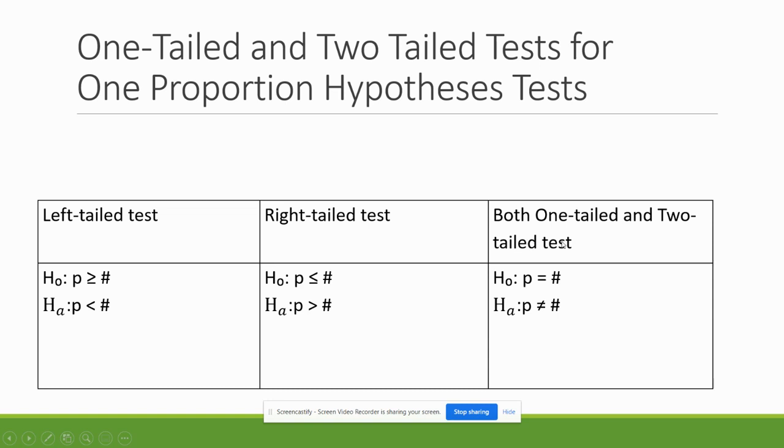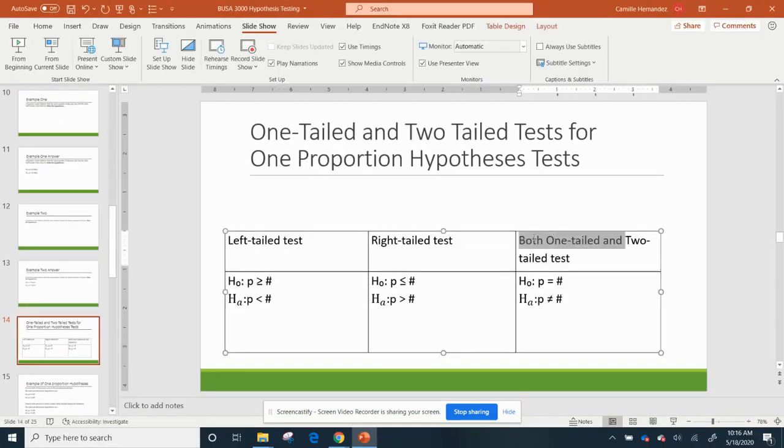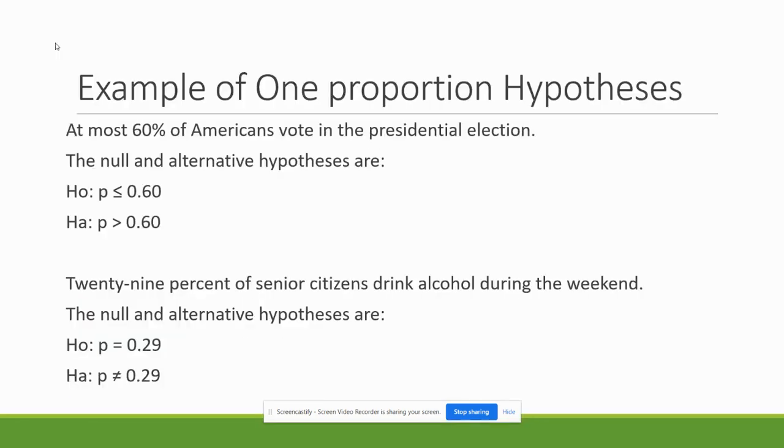And again, for the two-tailed, I need to clean up the slide. The proportion equals that number or the proportion does not equal the number. All right, let's get rid of that. Boom, two-tailed. Okay, that looks better. All right, let's do some examples.